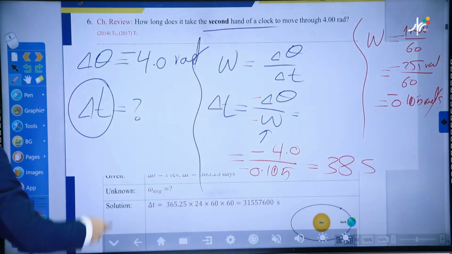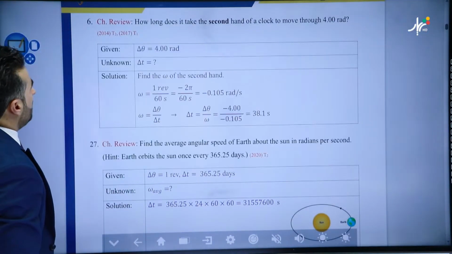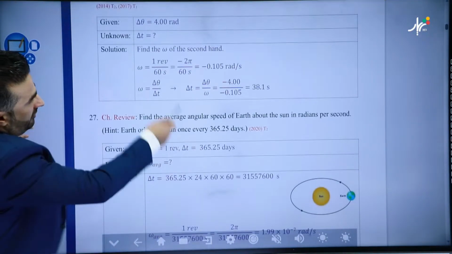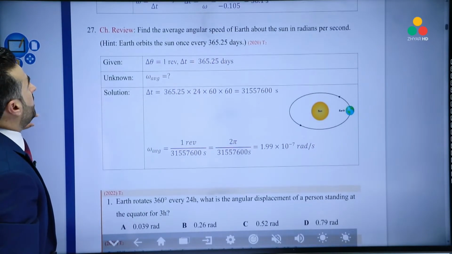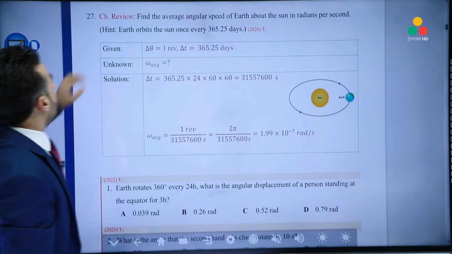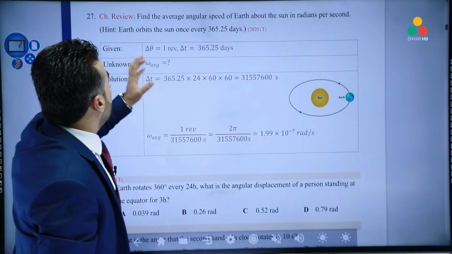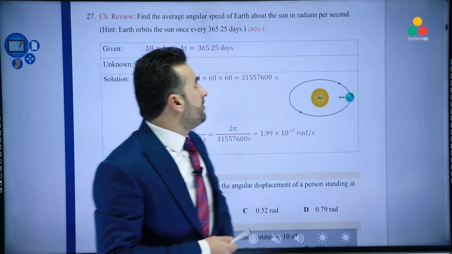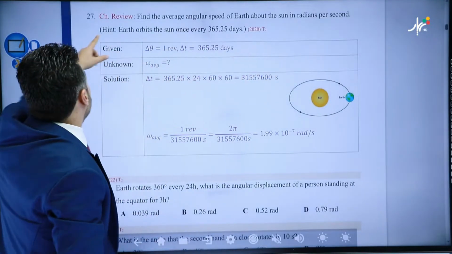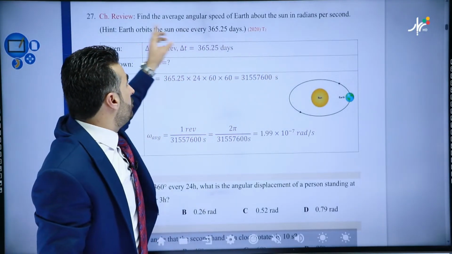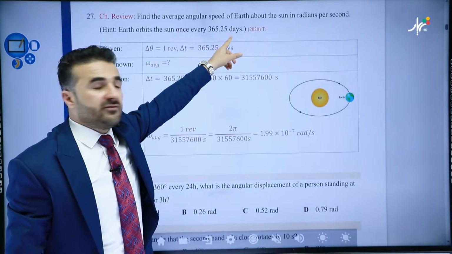Okay, remember, time must be positive always. Of course, you can say about 38.1 as well if you would like to be more precise. Take a look at this. Find the average angular speed of Earth about the Sun in radian per second. Remember that Earth orbits the Sun once every 365.25 days.